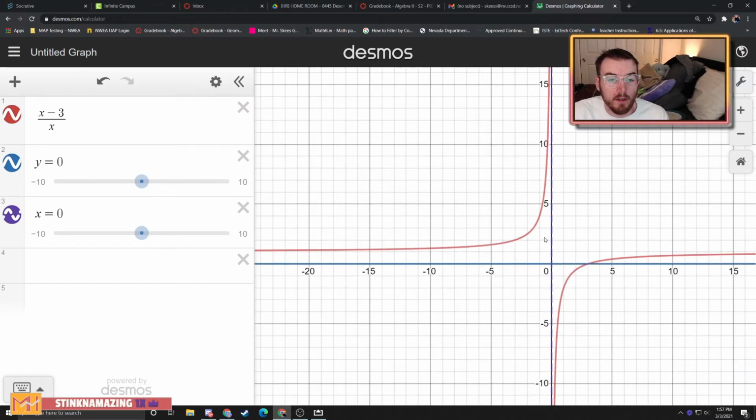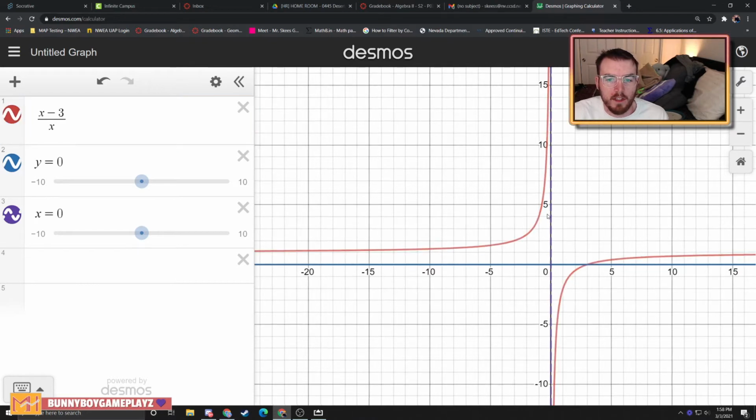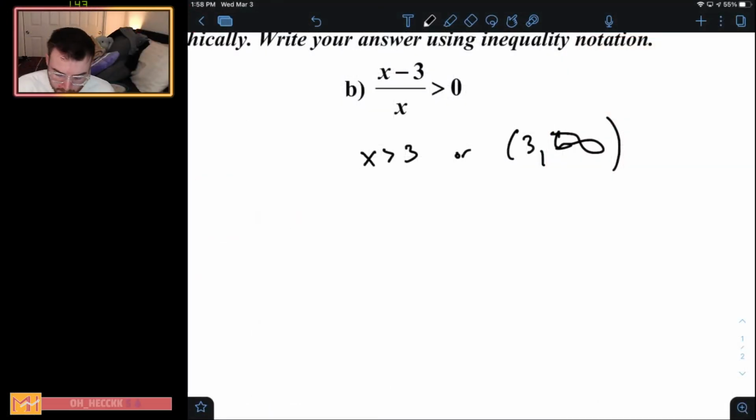Well, at 0, the function doesn't exist. So anything less than 0 is going to be above this 0 line, right? The blue line represents 0. All of the function is above it. So everything less than 0 is going to be above the graph, or above the blue line. So anything less than 0.